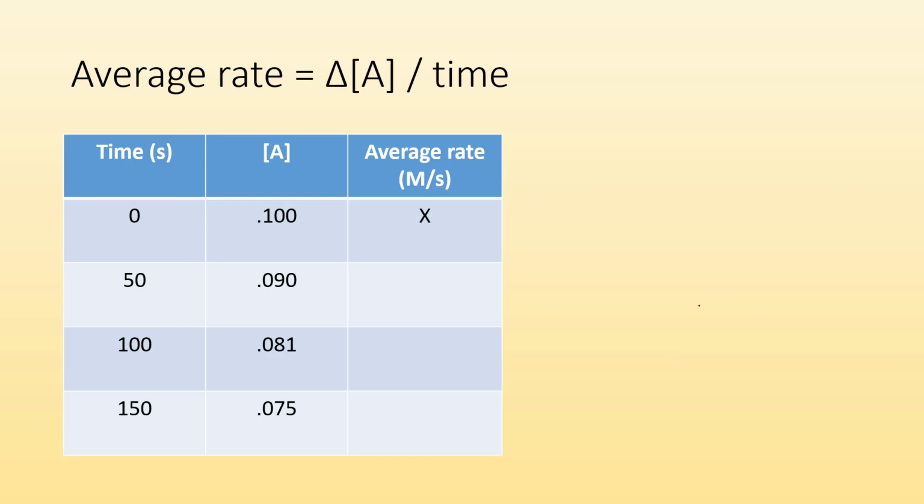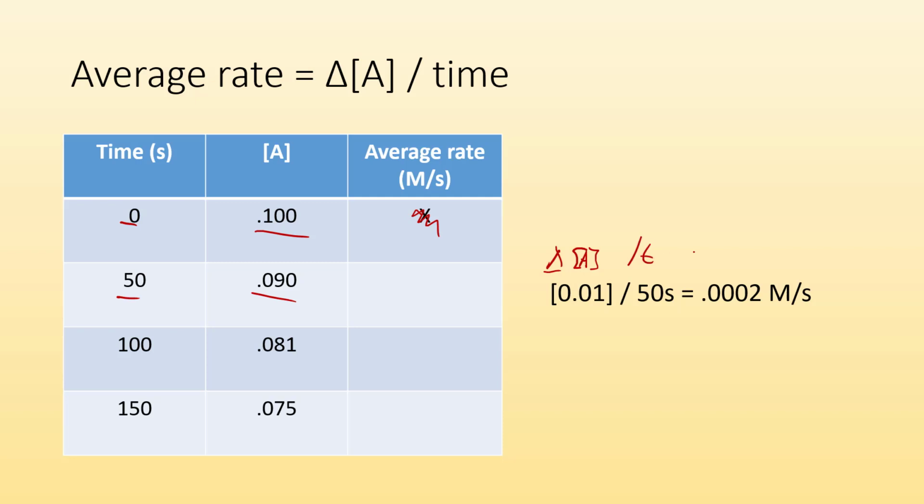So if we're taking a look at substance A, initially at time 0, we have 0.1 molar, and we don't worry about the average rate because that's what we're starting with. But after 50 seconds, it drops to 0.090 molar. So what is the average reaction rate? Well, we take the change in the concentration. So this is our change in our concentration of 0.01, and we divide it by the time. And then we get 0.0002 molar per second. So that is going to be our average reaction rate for the first 50 seconds.